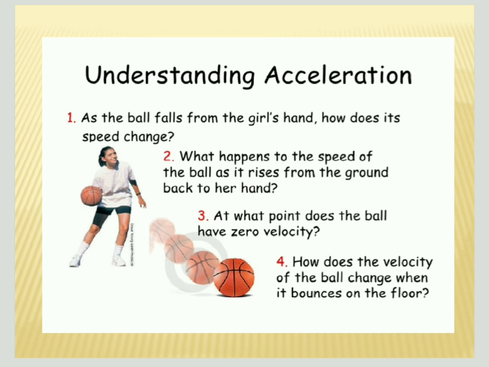As the girl throws the basketball to the ground, and then the basketball bounces back and she holds it again, its speed decreases. Then, at what point does the ball have zero velocity?